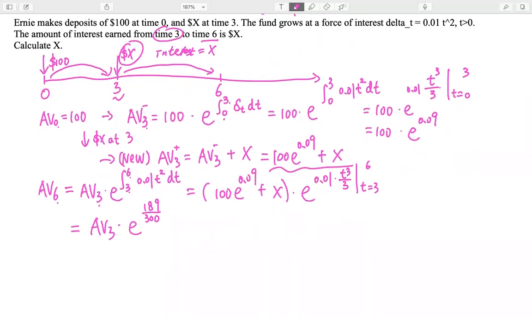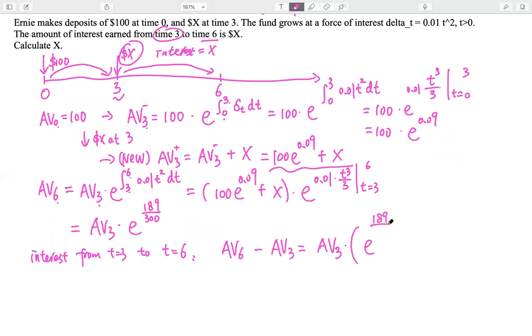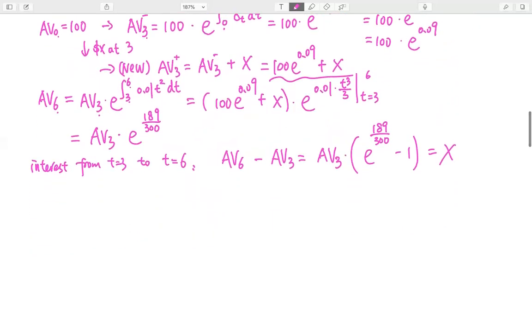Okay. Finally, I can calculate the interest from t equals 3 to t equals 6. That will be my account value, or earnings account value, at time 6 minus her account value at time 3. So this will be, I can factor it out, AV3 times this exponential number minus 1. This equals x, right? Okay, now I have everything I possibly need.